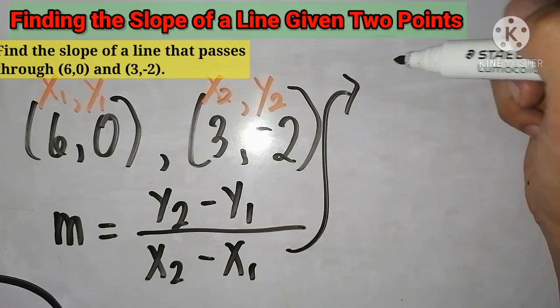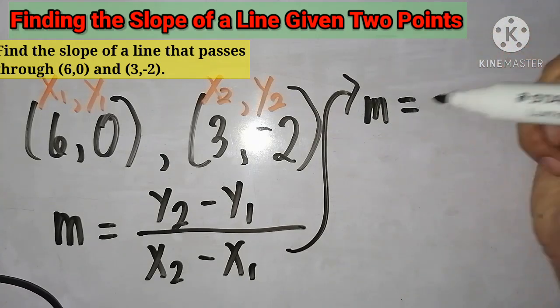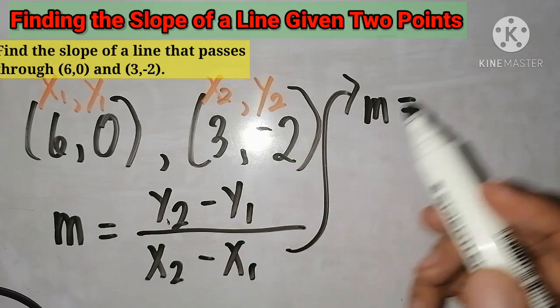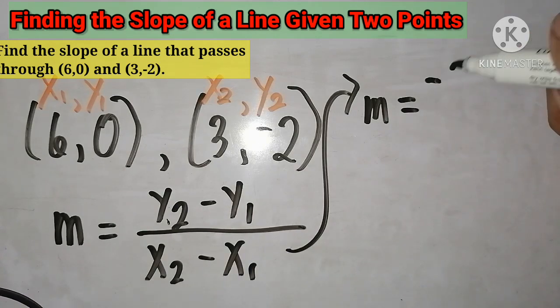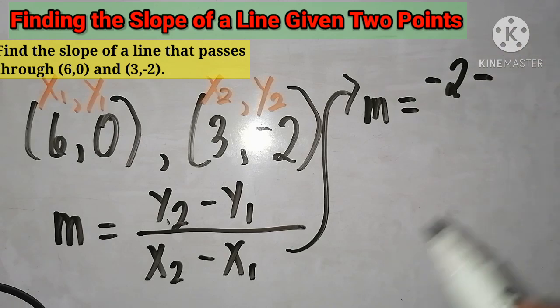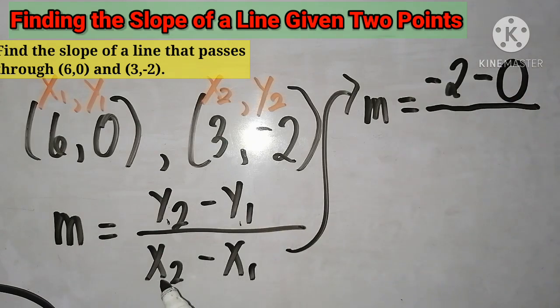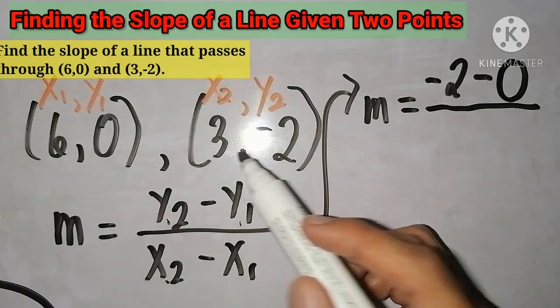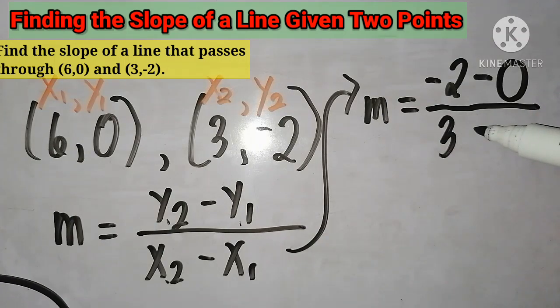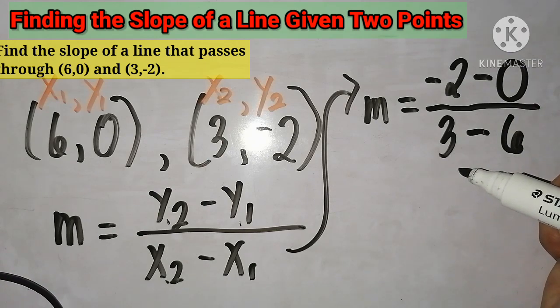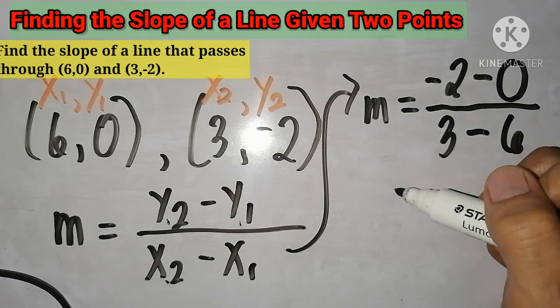So we have m equals the value of y sub 2, which is equivalent to negative 2. So replace y sub 2 by negative 2, minus the value of y sub 1, which is equivalent to 0. So this is 0 over the value of x sub 2, which is equivalent to 3. Replace that one by 3, minus the value of x sub 1, which is equivalent to 6. So we have negative 2 minus 0 over 3 minus 6.